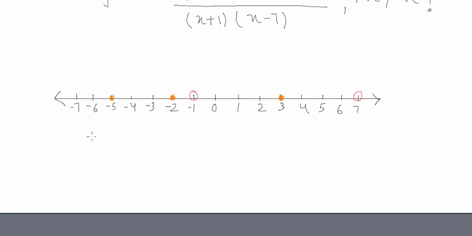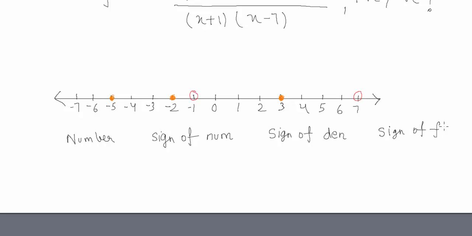I want to make a table here so you can understand what I am saying. In the first column I want to write the number that I am taking, and then the sign of the numerator, I'll just write NUM, the sign of the denominator, and then finally the sign of the function, sign of f of x, and I'll just draw lines to separate columns.